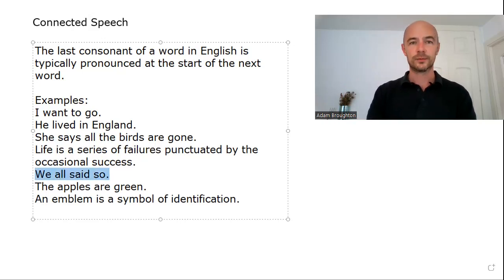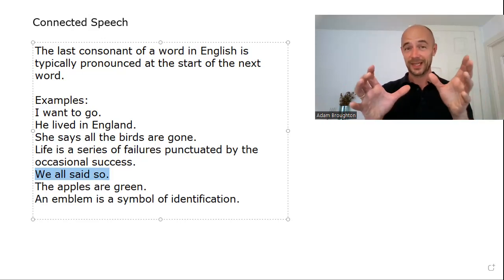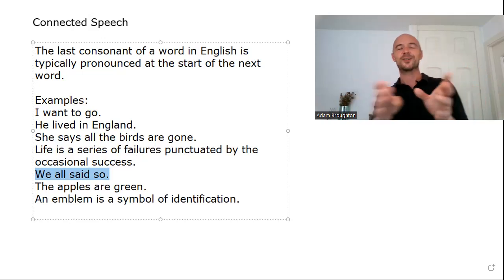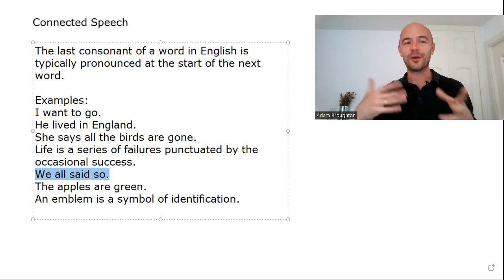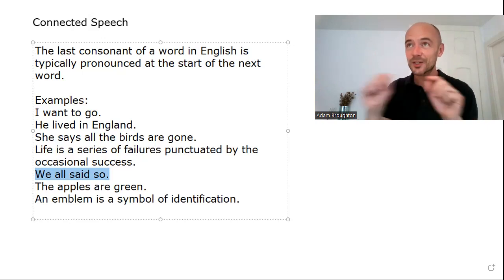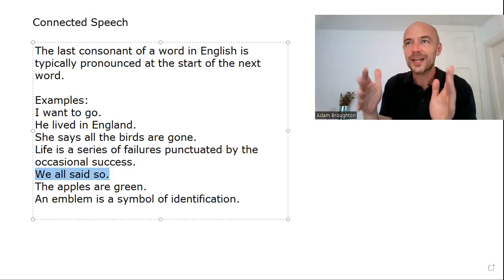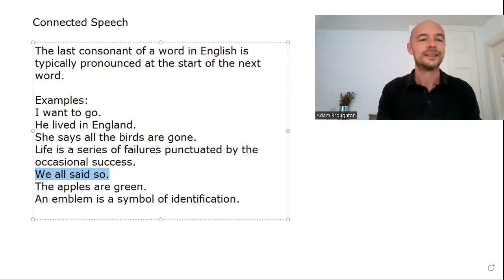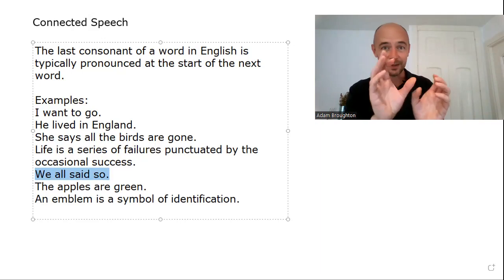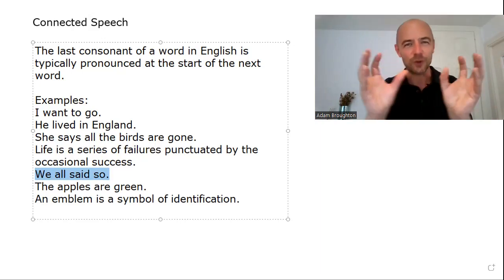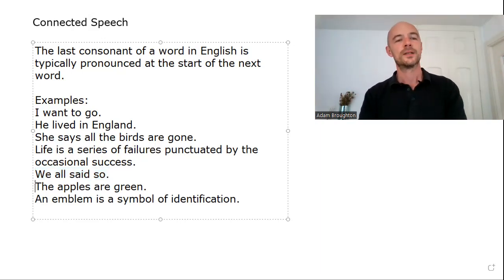We all said so. We all said so. Sometimes I'll say a sentence like this, which is super easy, but maybe you don't expect it, and you hear it and it just sounds like a string of sounds. We all said so. So yeah, what happens is the vowels almost disappear. The consonants are all pushed together. So it's something that's really, really important to understand here.